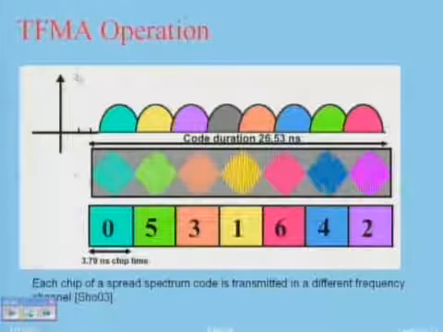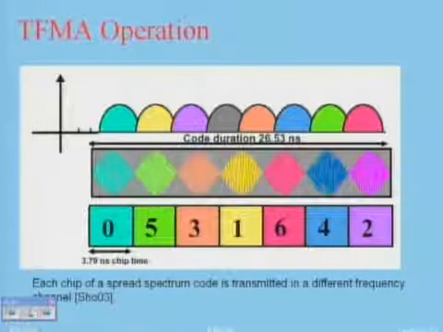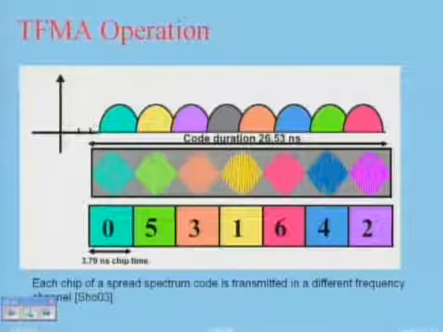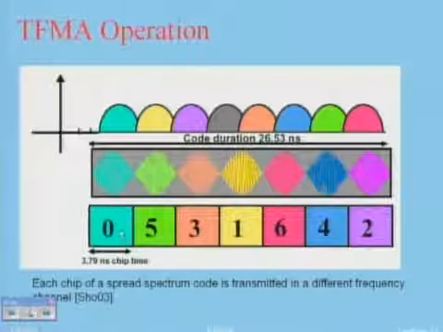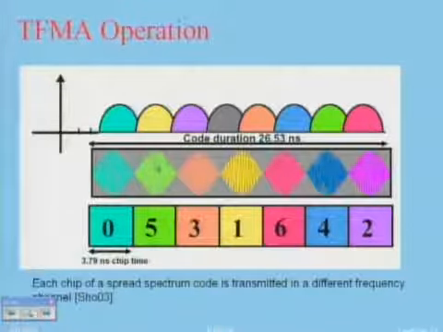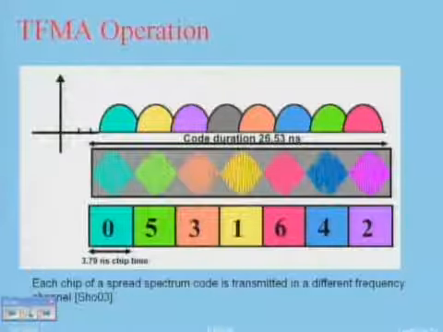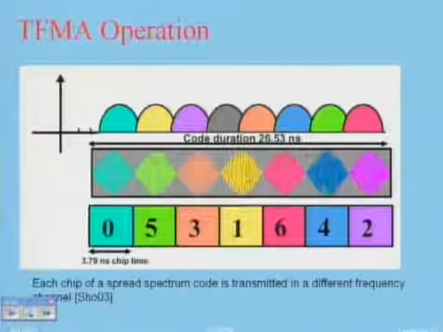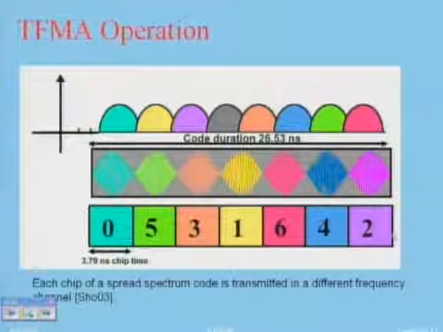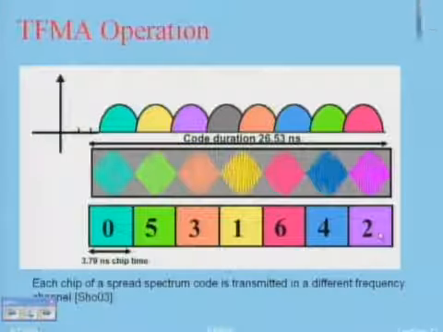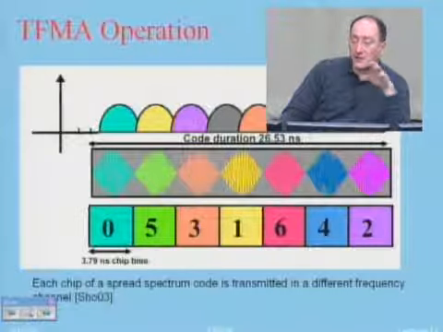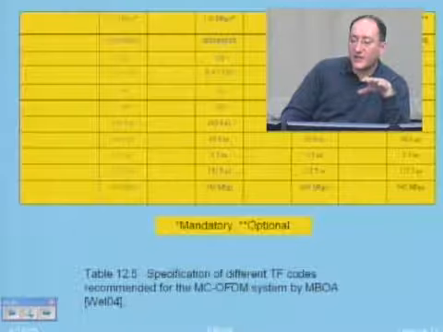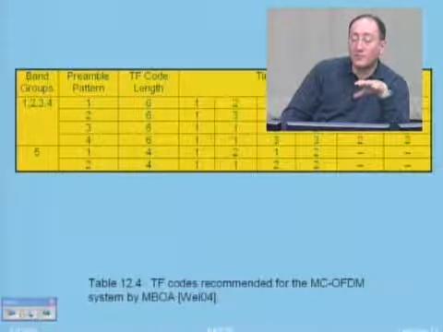And this is a sort of time frequency multiple access operation, where you're jumping in time over different frequencies. So at this time you're in frequency 0, next time you're in frequency 5, next time you're in frequency 3, next time frequency 1, next time 6, next time 4, next time 2, etc. and you continue and go.